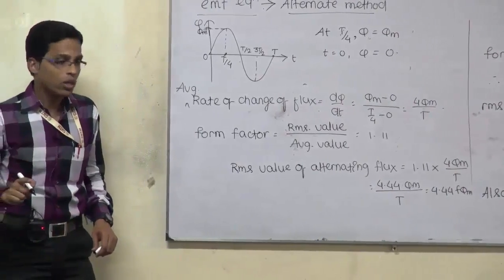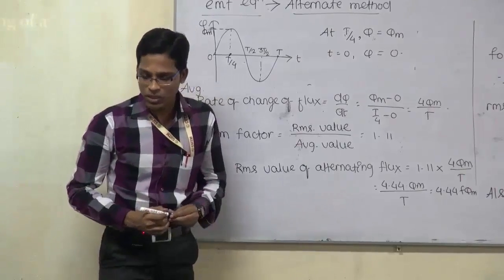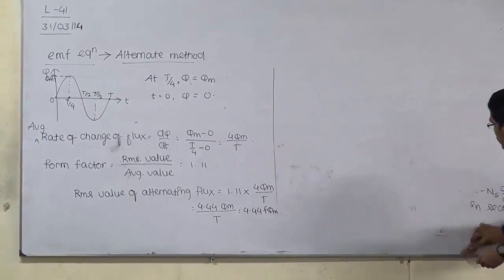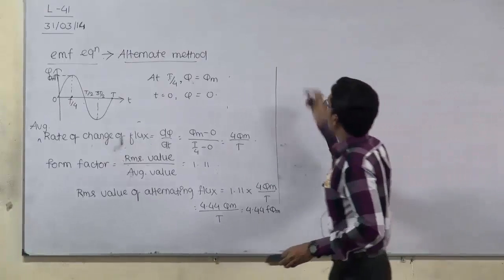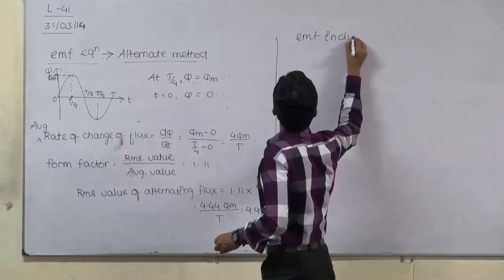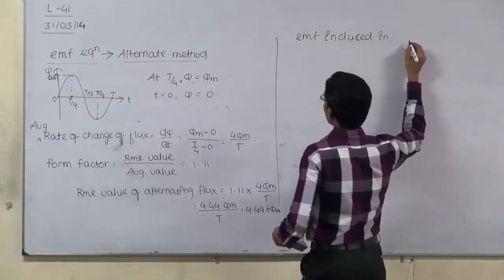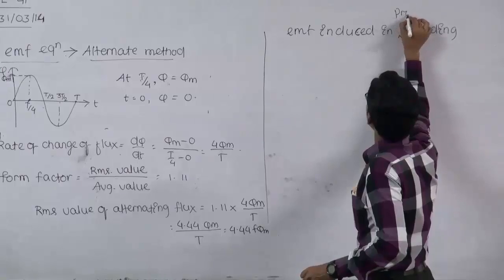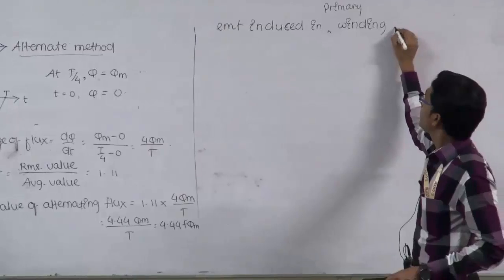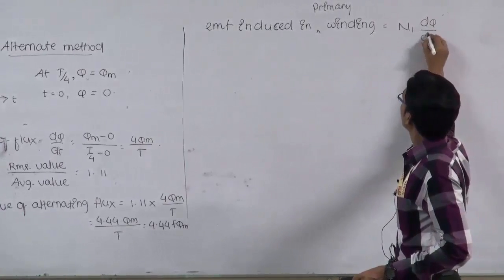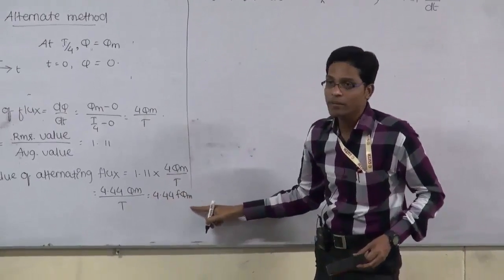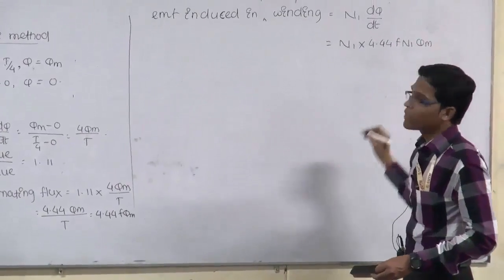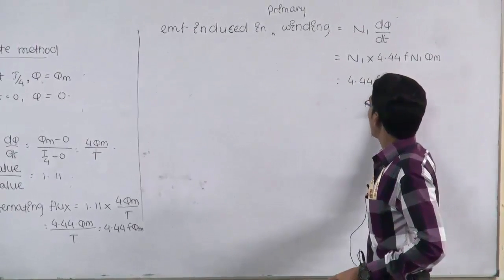If you know the RMS value of d phi by dt, then you can find the EMF using the same formula. As we know from the construction and operation, the EMF induced in any winding, either primary or secondary, doesn't matter. If you are taking the primary winding, the formula is N1 into d phi by dt. And here d phi by dt is 4.44 F into phi m. Just multiply with N1, so finally we get 4.44 F N1 phi m.